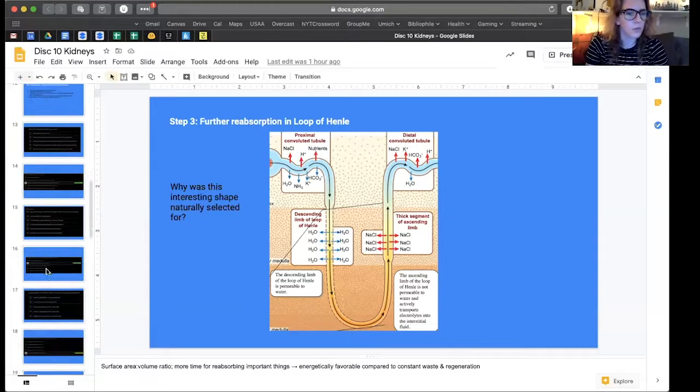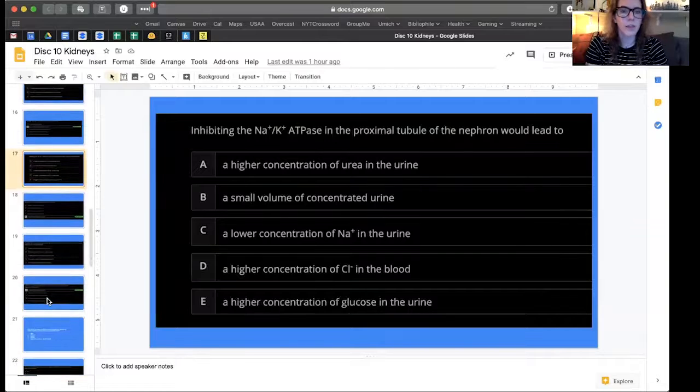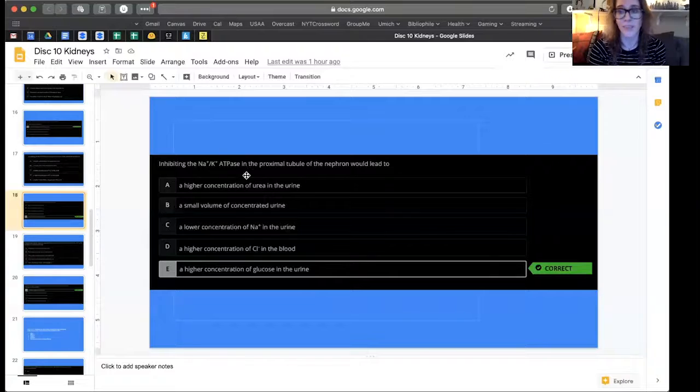Cool. All right. Inhibiting the sodium potassium pump in the proximal tubule of the nephron would lead to either a high concentration of urea in the urine, a small volume of concentrated urine, a lower concentration of sodium in the urine, a higher concentration of chlorine in the blood, or a higher concentration of glucose in the urine. So if you don't have this initial pump working, remember that this pump was setting up that gradient that allowed the secondary active transport of all the solutes in the filtrate to move into the cell and then into the bloodstream. So inhibiting this first step automatically tells you that the glucose is going to be higher in the urine, because there's going to be no movement into the cell. It's all just going to remain stagnant outside in the filtrate.